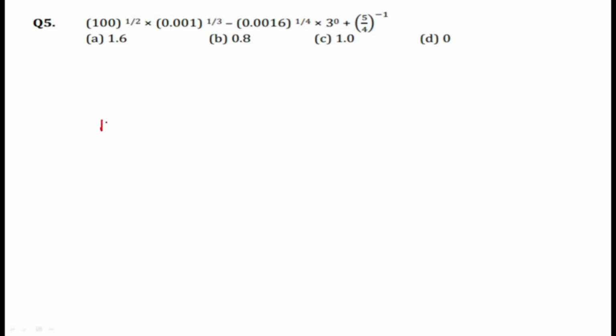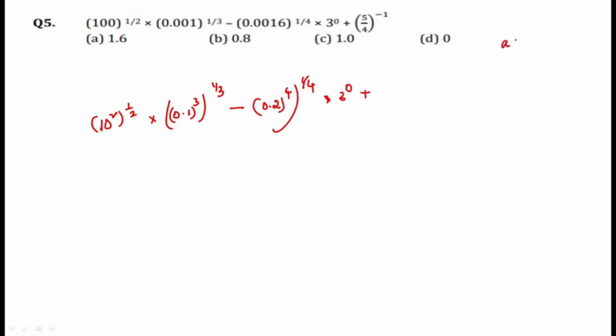Now 100 power 1 by 2, you can take it as 10 square whole power 1 by 2. In the same way, 0.001 can be taken as 0.1 whole cube whole power 1 by 3. In the same way, 0.0016 is 0.2 whole power 4 whole power 1 by 4 into 3 power 0 and 5 by 4. We have a property, guys: A power minus 1 can be represented as 1 by A.